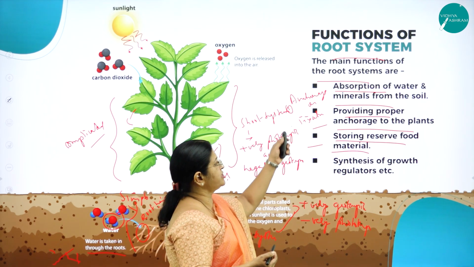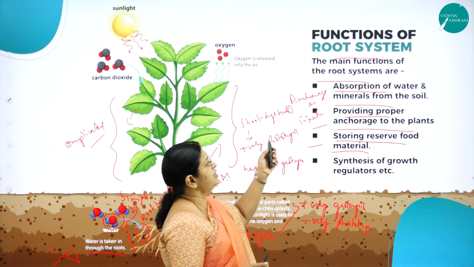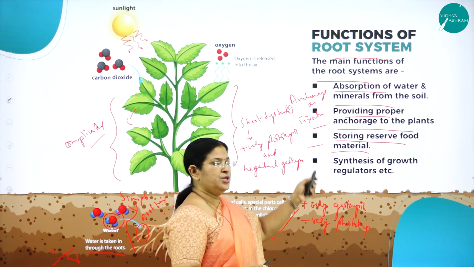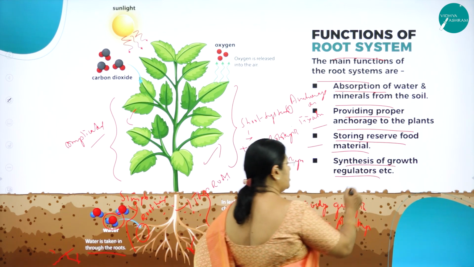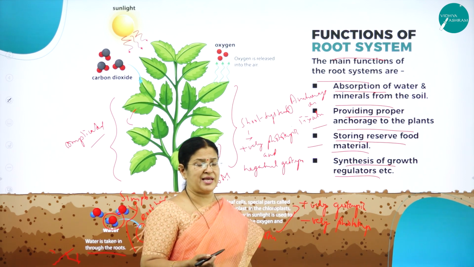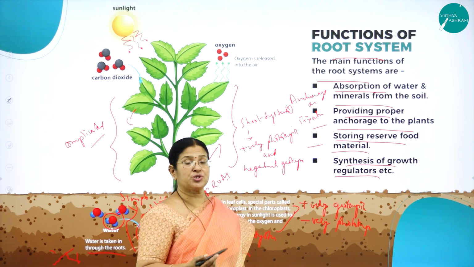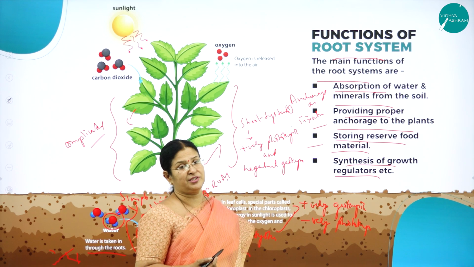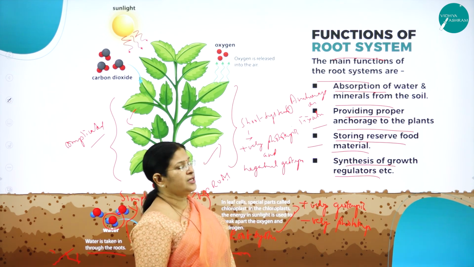But other than that, these are the original functions of a root system, that is absorption of water and minerals from the soil, providing proper anchorage to the plants, storing the reserve food materials, and synthesis of growth regulators. For example, you might have come across plant hormones like auxin, gibberellins, abscisic acid. So all these are called growth regulators, growth promoters. So even the root system also helps in synthesis of certain growth hormones. So these are the very important functions of the root system.